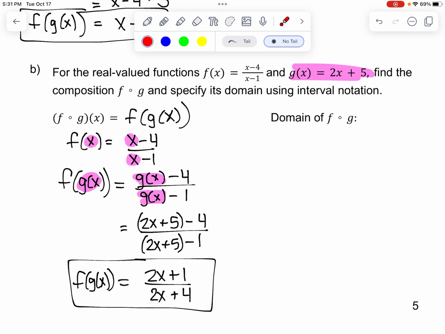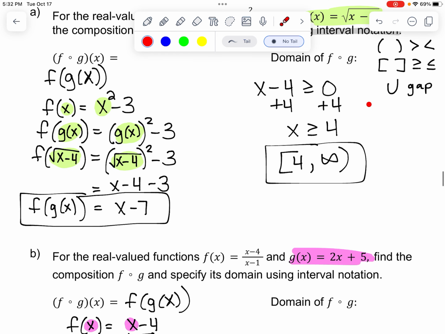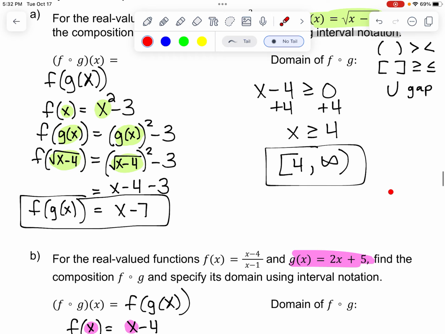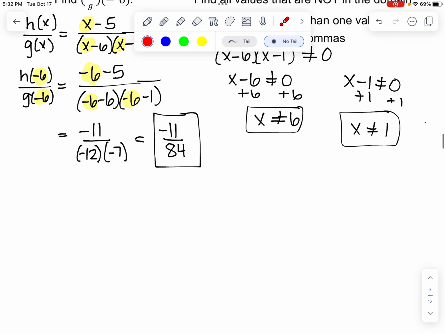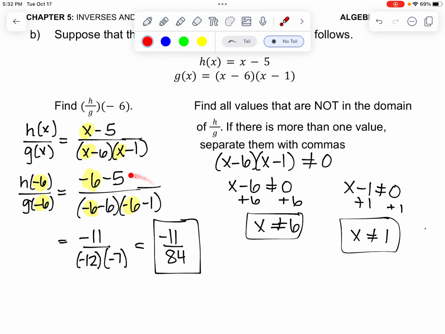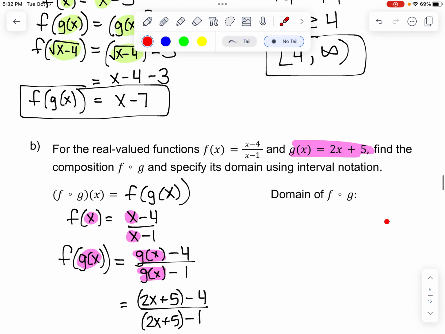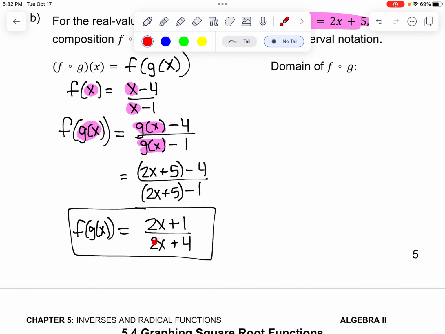Okay. Now, this time, the domain isn't going to be that we have to set something greater than or equal to 0. This goes back to what you did in 5.1. Remember when we had a division statement like this? You'd have to look at that denominator and make sure it does not equal 0. That's what we're running into right here. We want to make sure that this denominator does not equal 0. So for our domain, we're going to say 2x plus 4 cannot equal 0.